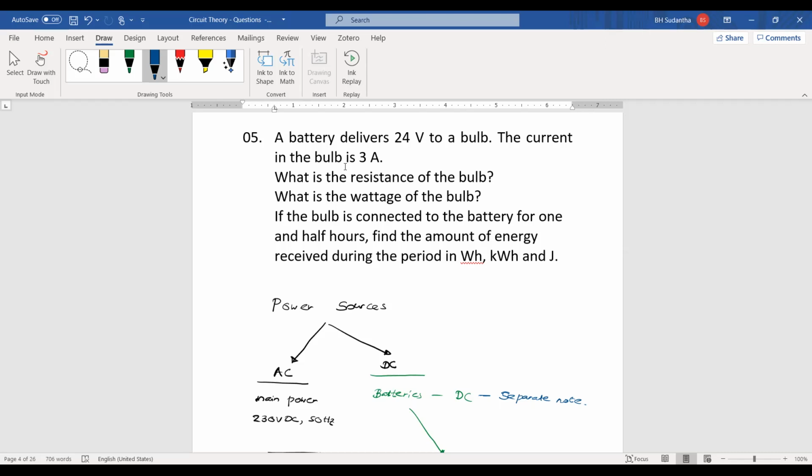In the first part of the question, we are talking about the voltage. Voltage is 24 volts. Current is 3 ampere. And we are supposed to find the resistance R. Then current, resistance, and voltage, all three parameters are there. After that, we have to find the wattage, W. But still we didn't discuss this one. Then we have to find energy also. What is the energy? What is the difference between wattage and energy?